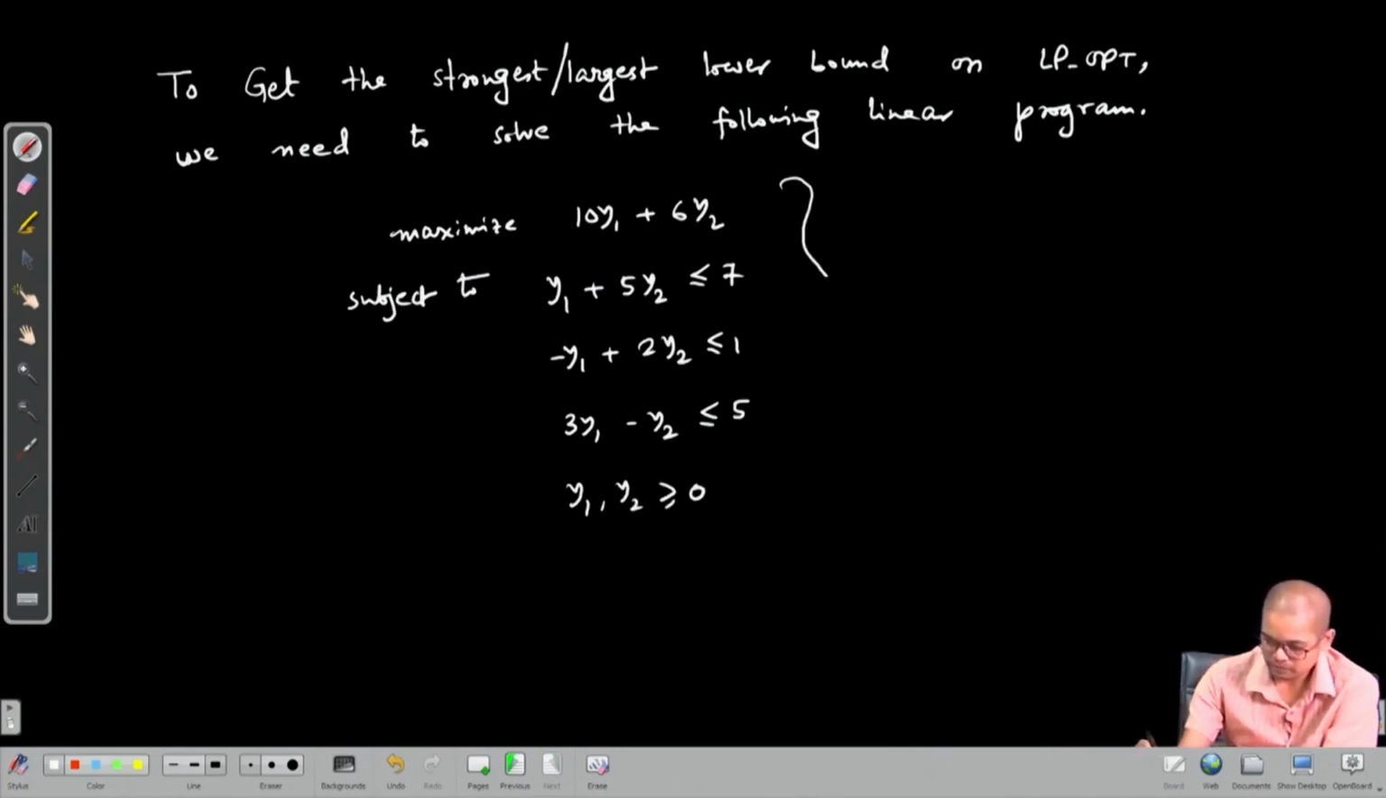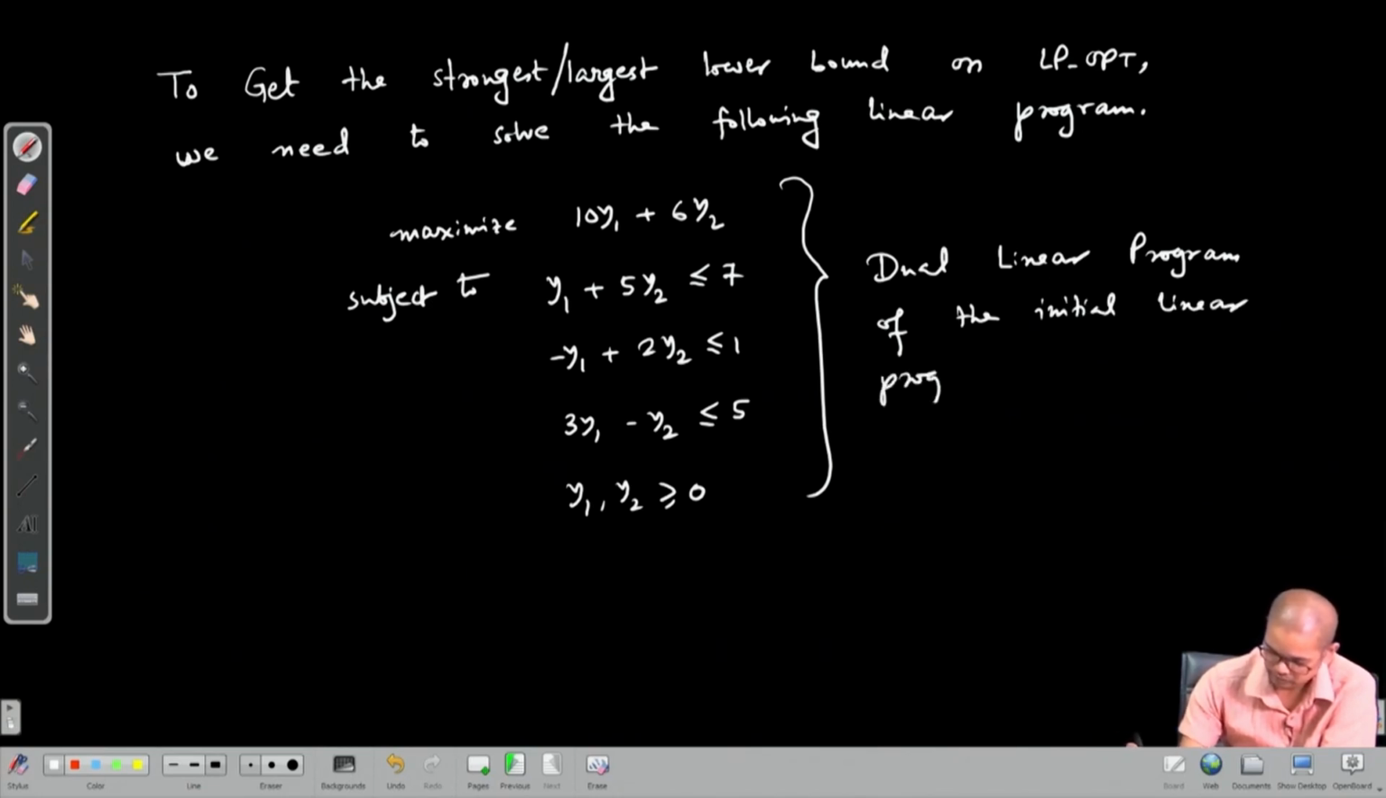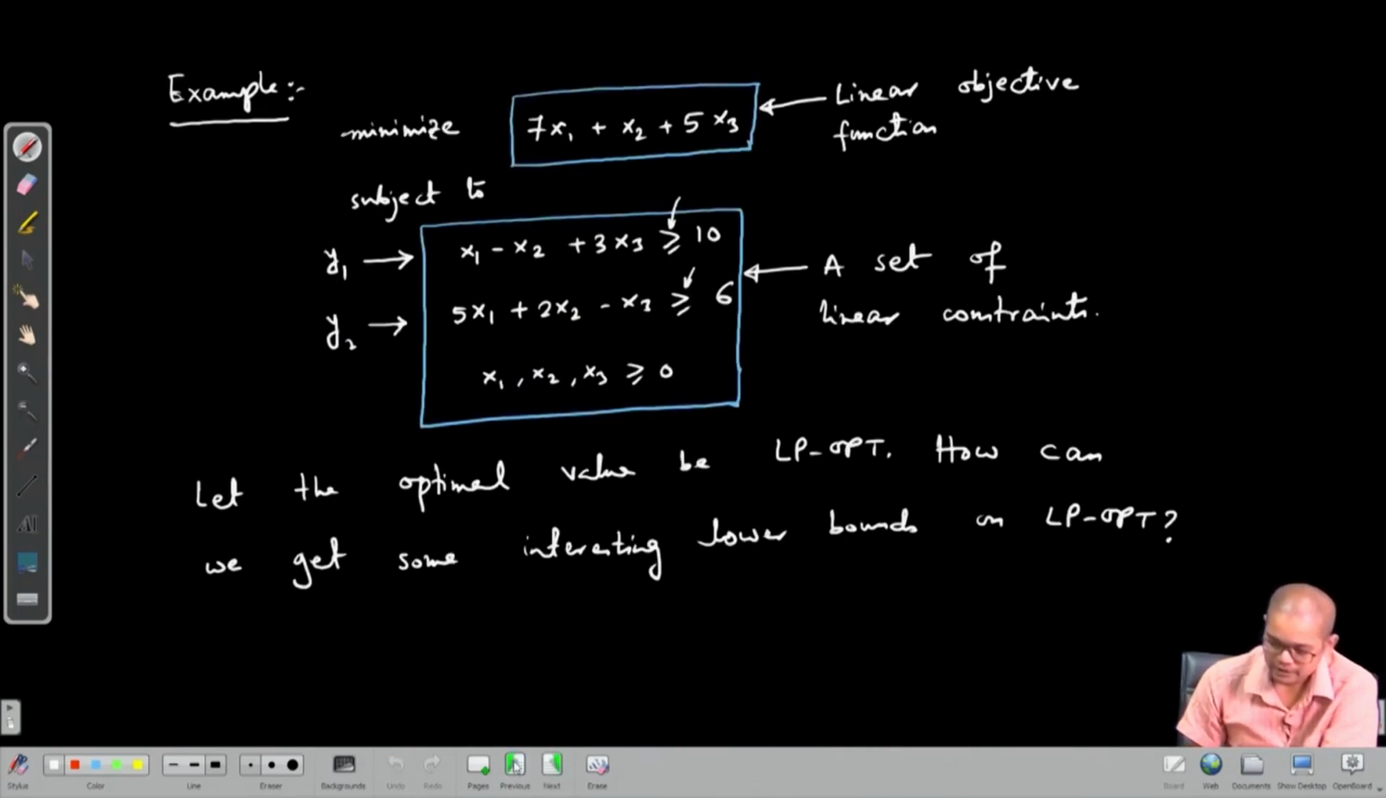So, this program is called the dual linear program of the initial linear program. The initial linear program is sometimes called the primal linear program.